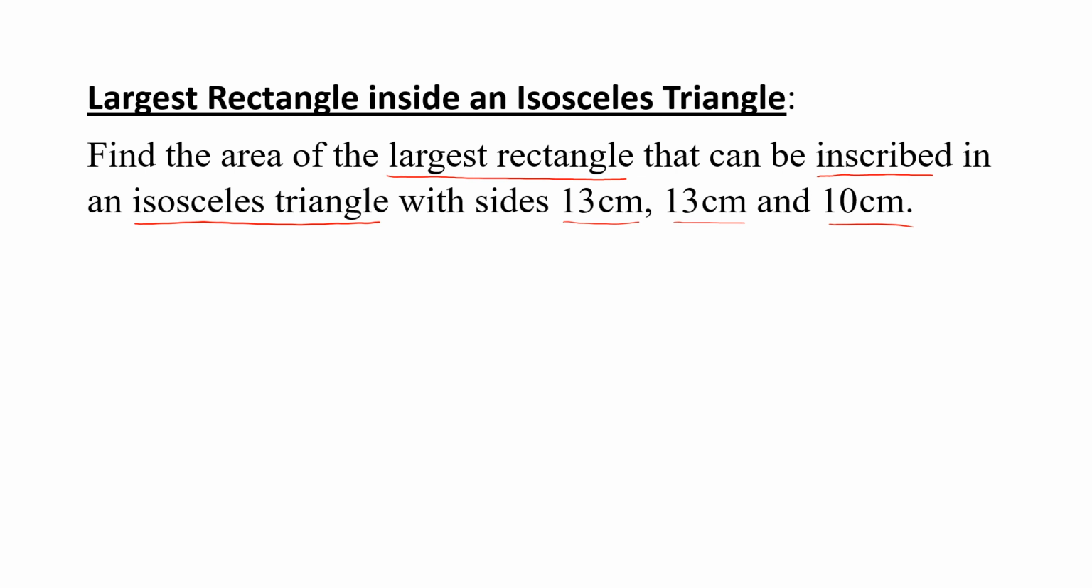So what you're trying to do, you have an isosceles triangle, and you try to put the largest possible rectangle inside that triangle. As you can see, it is not obvious what area you can get as a maximum. So what we normally do is use help from calculus to solve the problem. Let's draw the situation first.